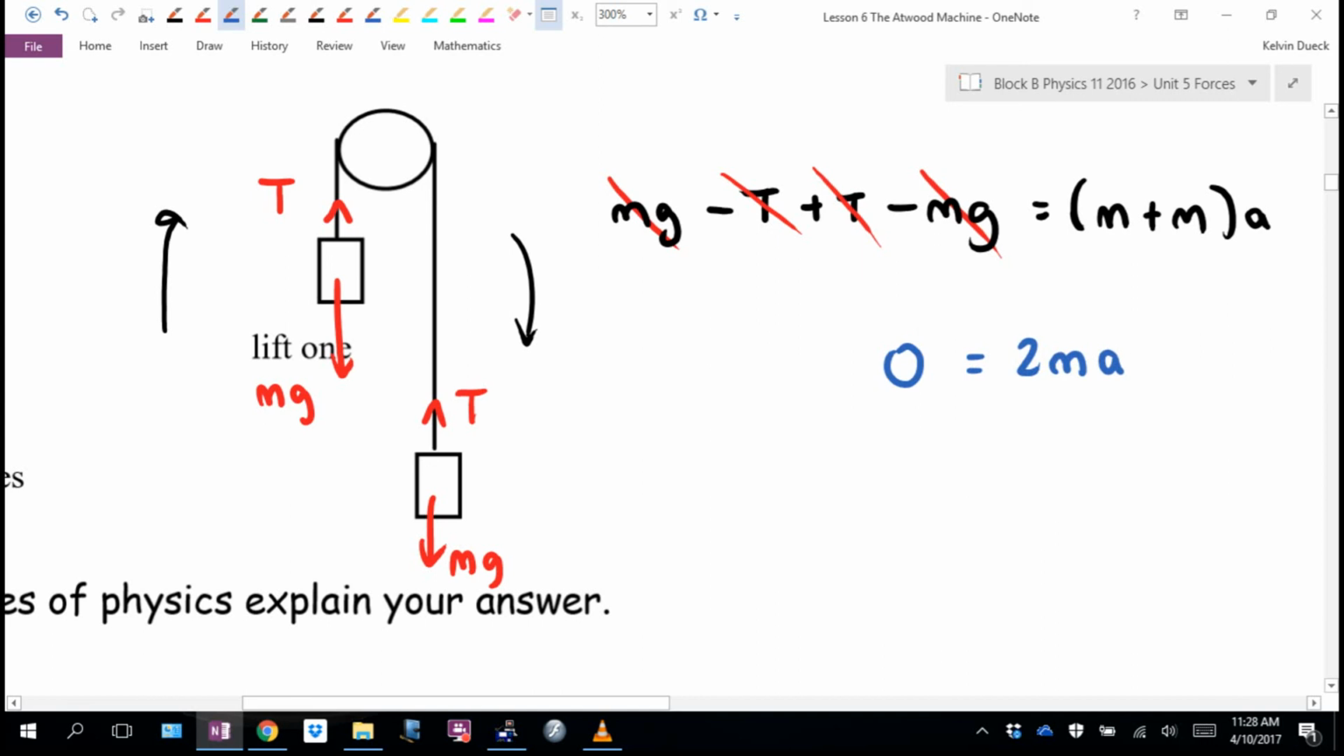How would I get the a by itself? Divide by 2m. When you go 0 divided by a number, what's the answer? Now, I know you can't divide by 0. That's not what we're doing. When you go 0 divided by a number, what's the answer? As a number, what must the acceleration be? What must the correct answer be then?